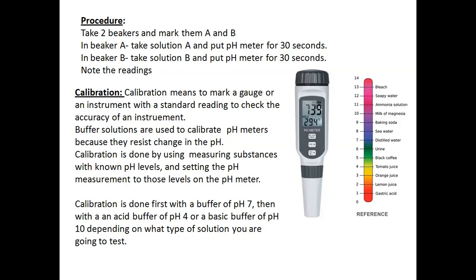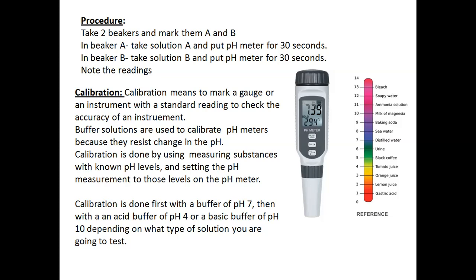Buffer solutions are used to calibrate pH meters. Why? Because they resist any change in the pH. Okay? So calibration is done by using measuring substances with known pH levels and setting the pH measurements to those levels on the pH meter. So for calibration, we take buffer solutions of known pH levels, and we put our pH meter in those solutions and calibrate our pH meter accordingly.